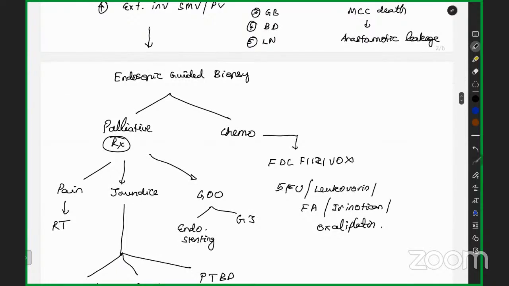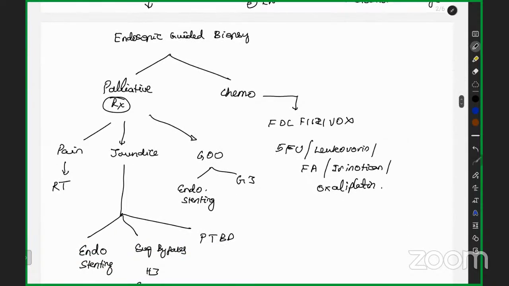What is the chemotherapy regimen you're going to use here? FOLFIRINOX. What is FOLFIRINOX? 5-fluorouracil, leucovorin, you're going to use folinic acid, irinotecan, and then oxaliplatin. So next you're going to do palliative treatment. What is going to be my palliative treatment? For pain, I'm going to go for radiotherapy.